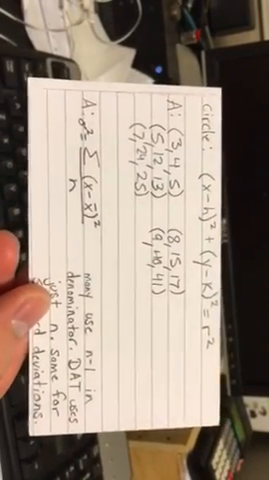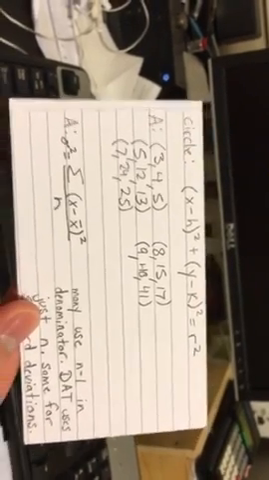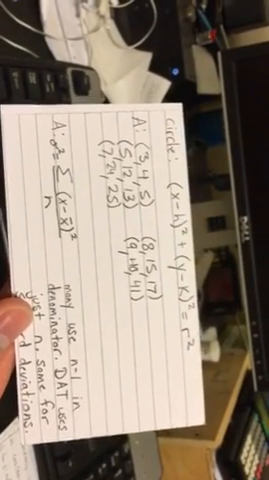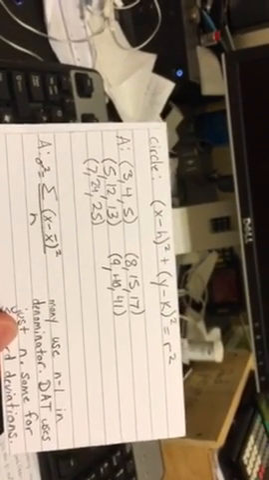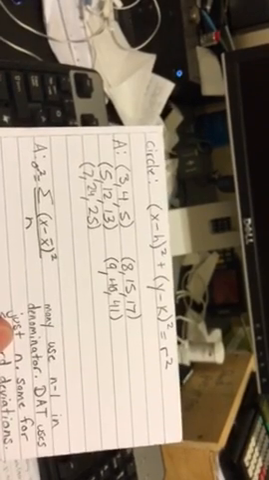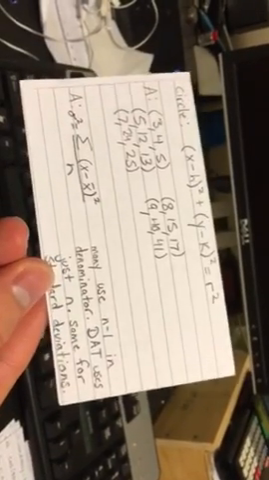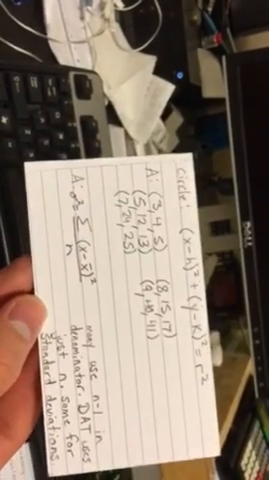Okay, how about the variance equation? So the variance, sigma squared, is equal to the sum of (x minus x average) squared, all divided by n. Many use n minus 1 in the denominator. DAT uses just n. Same for standard deviations.